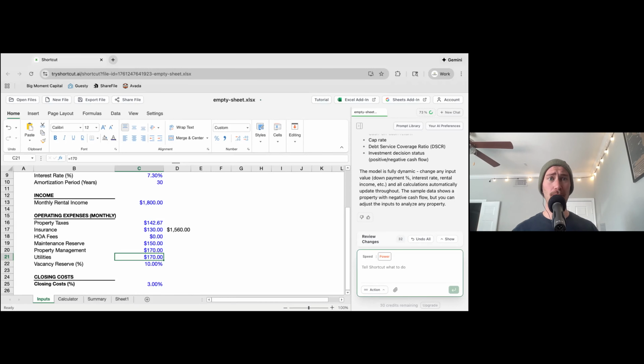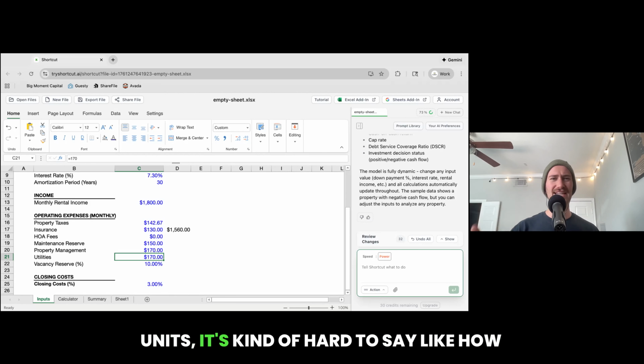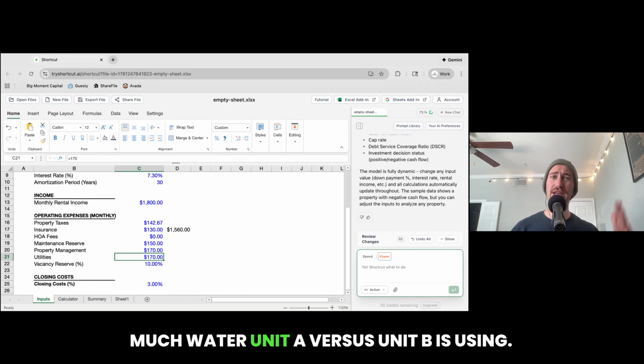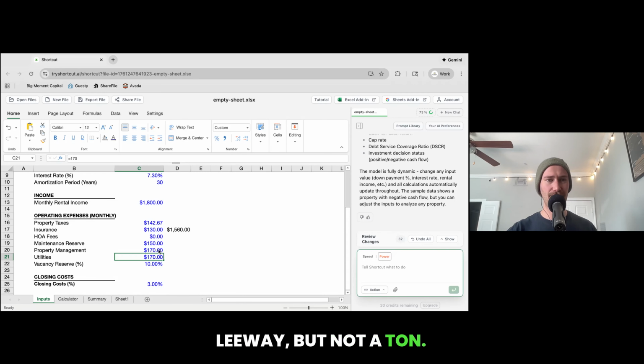For example, you could do something called bill backs, where you charge your tenants a set fee for water or for electricity if you're paying for utilities in your name. If your property is metered correctly, you can have separate water meters for each unit, which makes it really easy to say, okay, unit A is using this much water, unit B is using this much water. But if you only have one meter for 2 units, it's kind of hard to say how much water unit A versus unit B is using. So, there's a little bit of leeway, but not a ton.